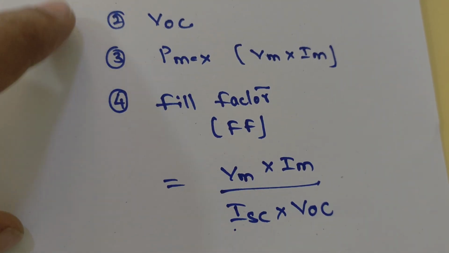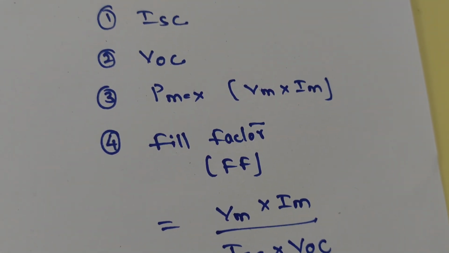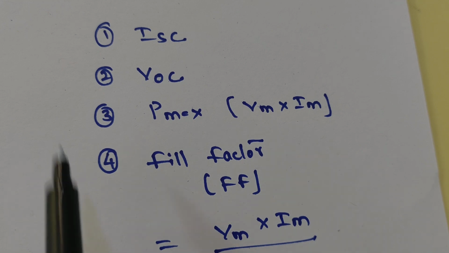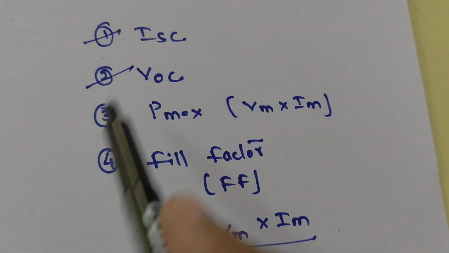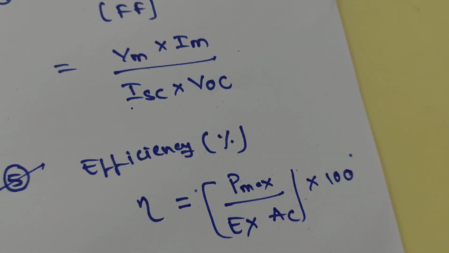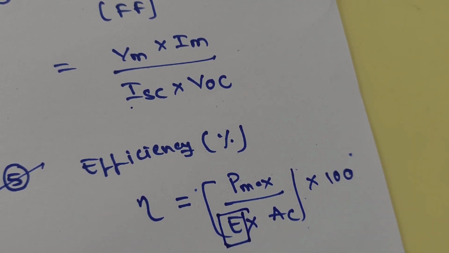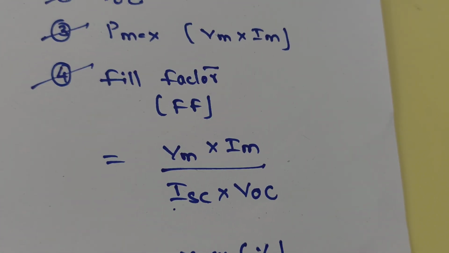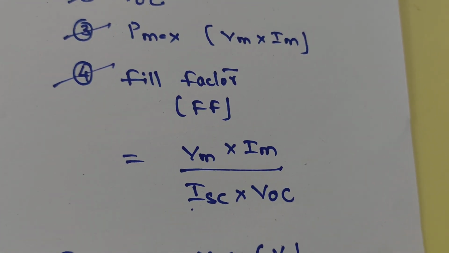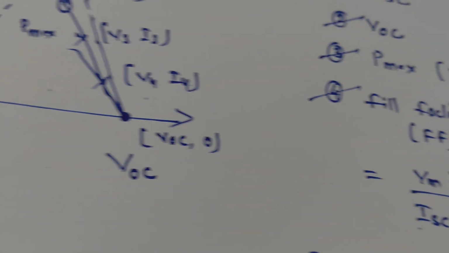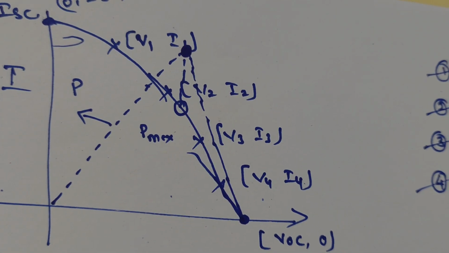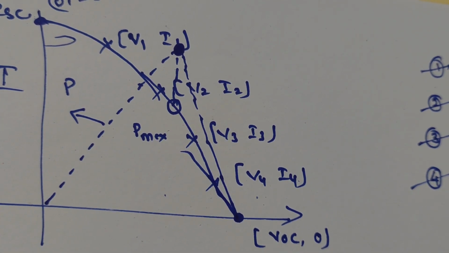So by using the IV characteristic curve, there is a possibility to measure ISC, VOC, Pmax, fill factor and the efficiency values. To measure the efficiency value, we need the light illuminated on the solar cell. These are the parameters we can measure by using the solar cell IV characteristic curve. Thank you.